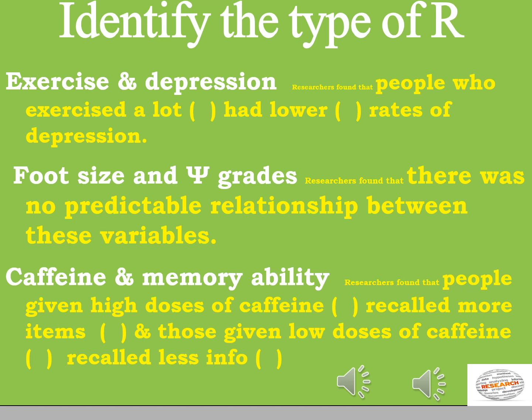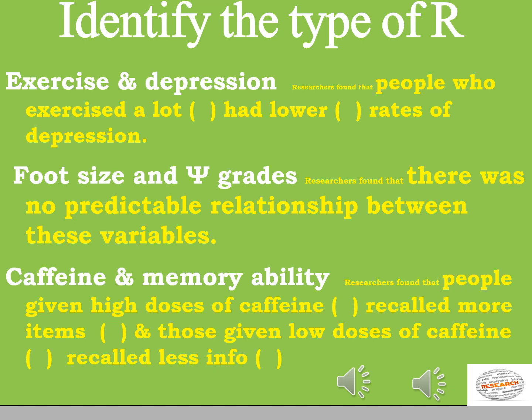Exercise and depression. Research finds that people who have exercised a lot, so your arrow would be pointing up, had lower rates of depression. Arrow pointing down. One arrow up, one arrow down, that would be a negative correlation. And this is actually what research finds. Current research is finding for major depression, exercise can be nearly as effective as antidepressants without harmful side effects.